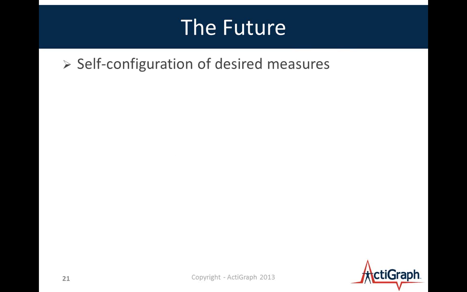So what's coming up in the future? We talked about these desired measures. We want to make that self-configurable. So if you decide that you would like to look at MVPA in addition to a metabolic measure, you'll be able to add that yourself. Today, that is a custom configuration, but we want to make that self-configurable and dynamic.